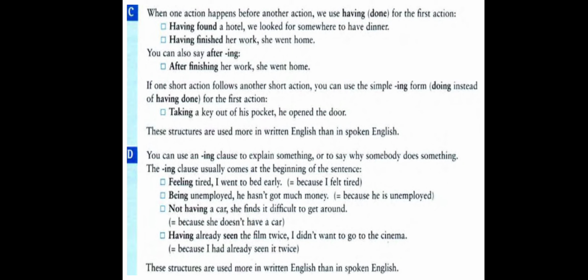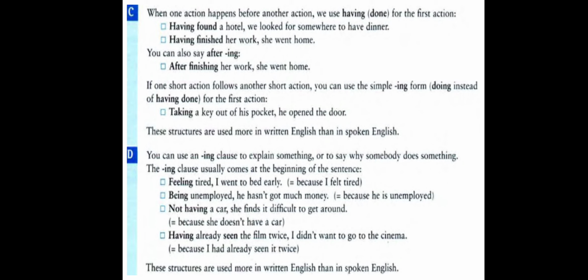Not having a car, she finds it difficult to get around. Because she doesn't have a car, she finds it difficult to get around. We cut off because and she, and doesn't is replaced by not, and have is changed into have plus ing. It becomes having. The verb plus ing is preceded by not instead of doesn't. So it becomes not having a car. She finds it difficult to get around.